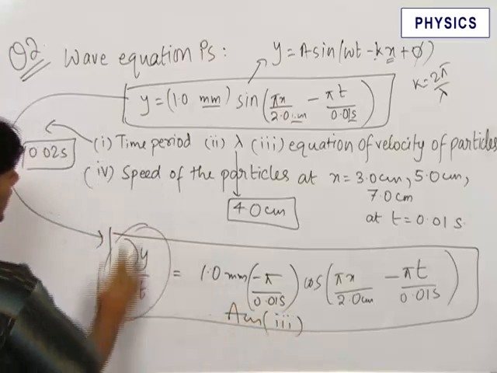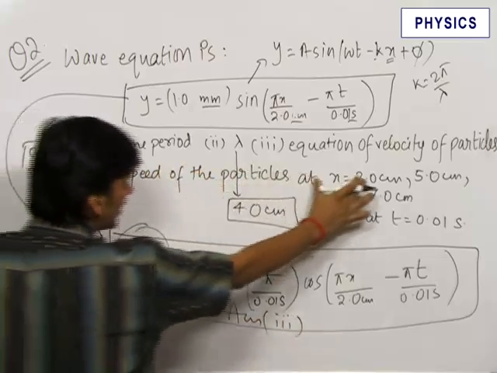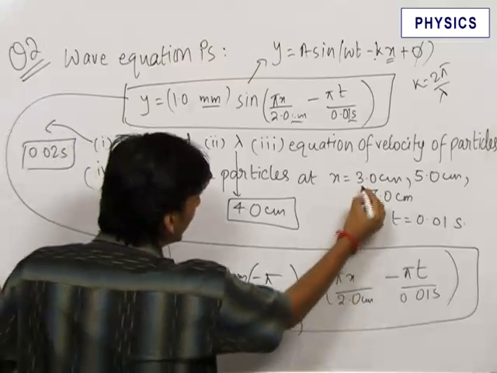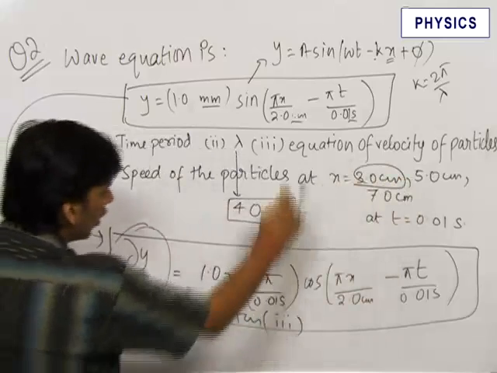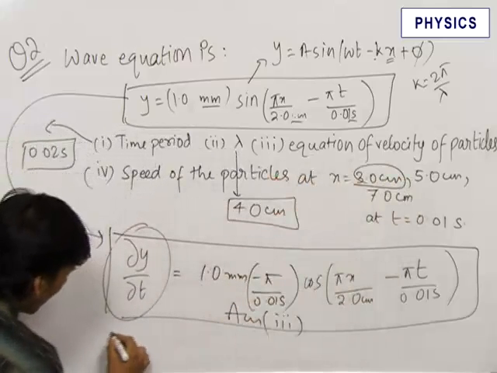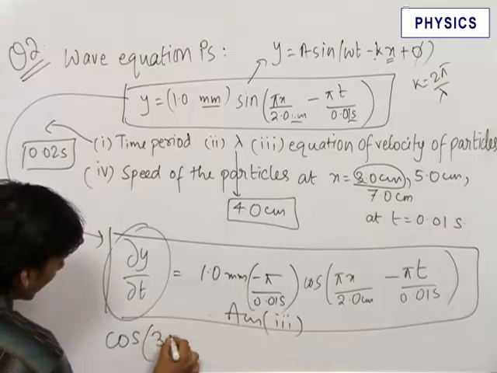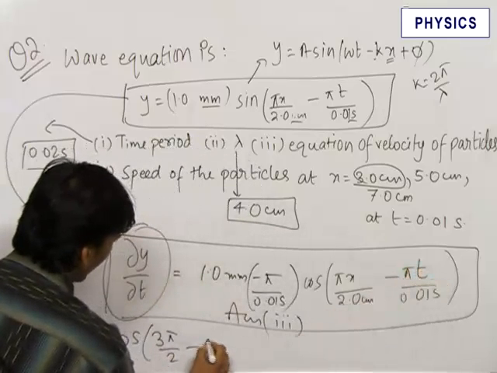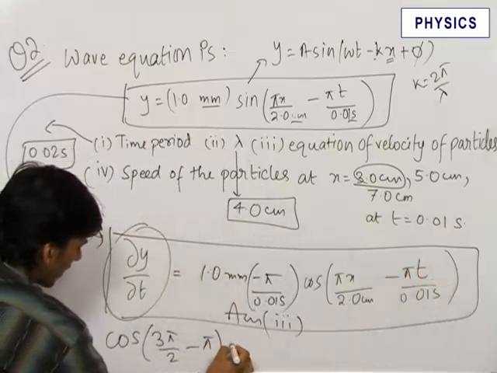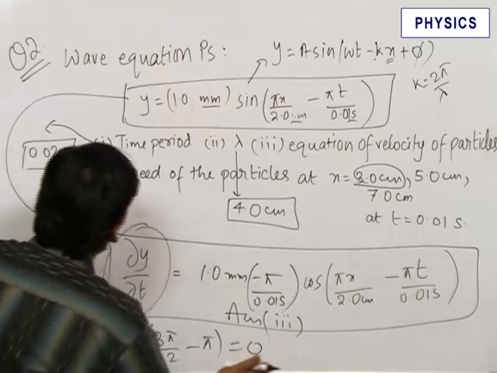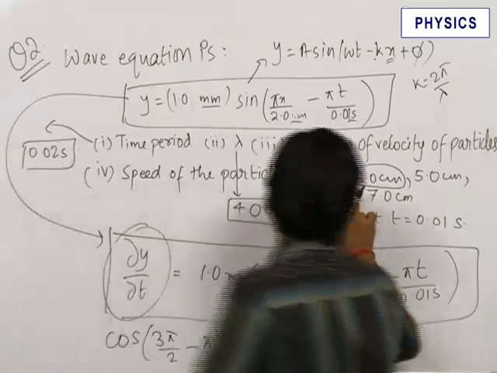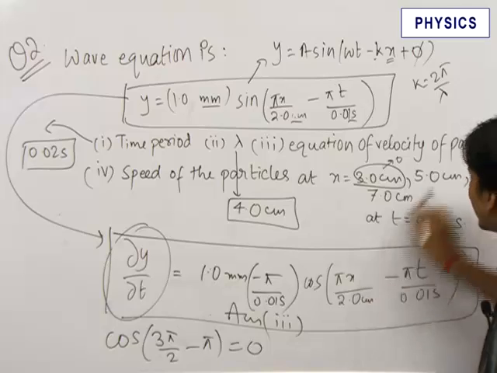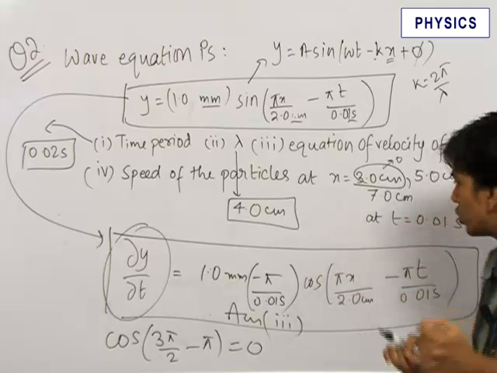Now for the fourth part, we need to find out the speed of the particles at x is equal to 3 centimeters, 5 centimeters and 7 centimeters at t is equal to 0.01 seconds. So let us find it out for the first one, 3 centimeters. On putting it here, we get this cos term as cos of 3 pi by 2 minus pi, for t is equal to 0.01 seconds. This gives us a value of 0. Therefore the speed of the particle at x is equal to 3 centimeters, at t is equal to 0.01 seconds is 0.